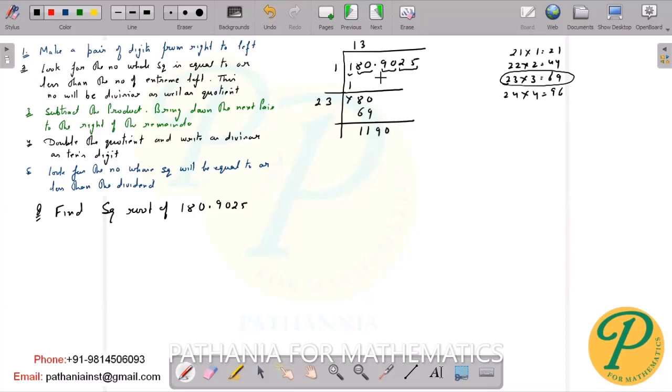The next pair is after the point, so therefore here you can apply the point. And double the digit, the double of 13 is 26. Now we again move: 261 into 1, 262 into 2, 263 into 3, 264 into 4, and 265 into 5.